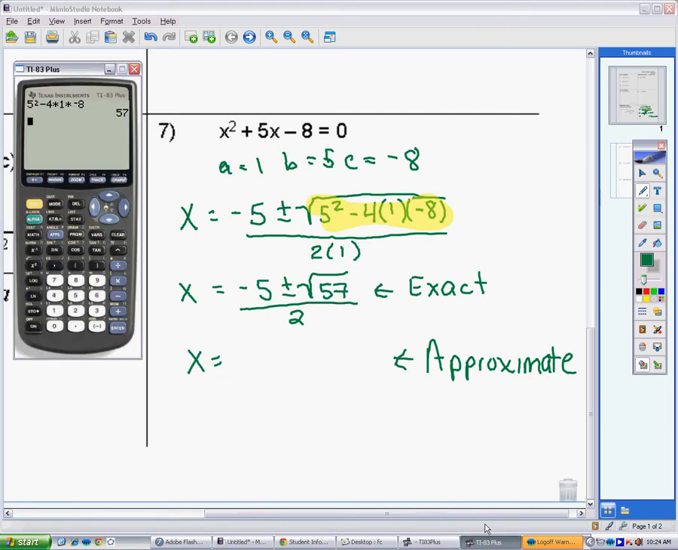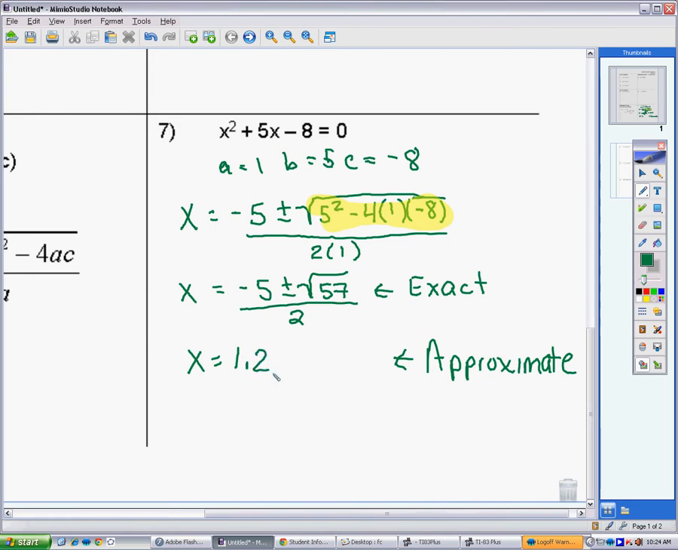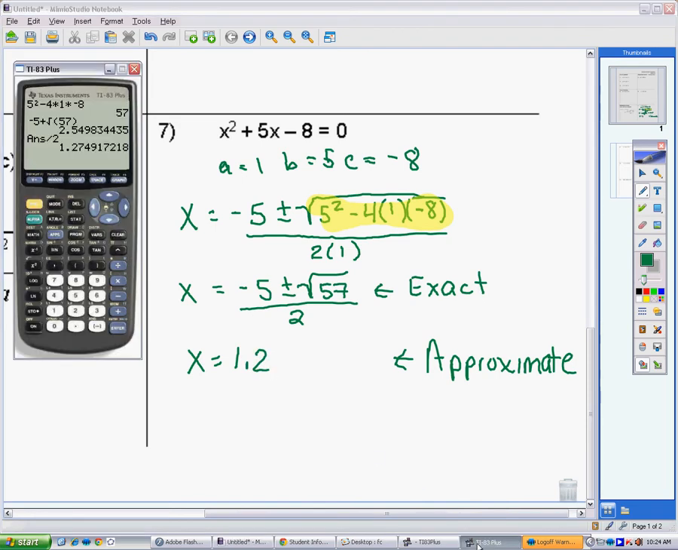Okay, so with this in the calculator, I'm going to evaluate my numerator. So I'm going to have negative 5 plus, even though it says plus or minus, I can only do plus first because I can't evaluate them both at the same time. So square root of 57, and that's my numerator, so I'm going to go ahead and evaluate that, and then I need to divide that by 2. So my first approximate answer is 1.27.